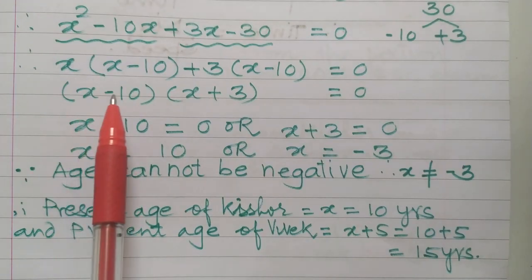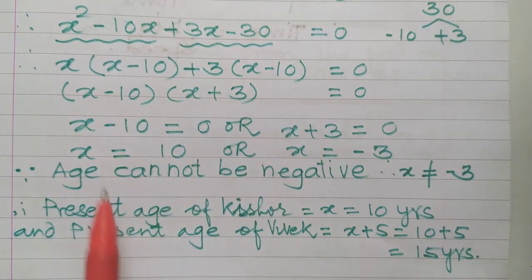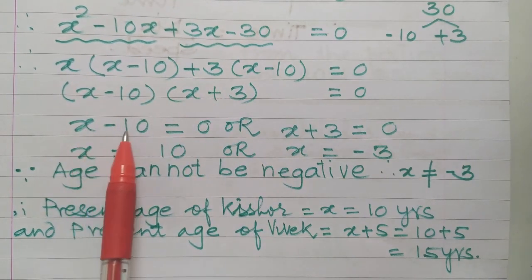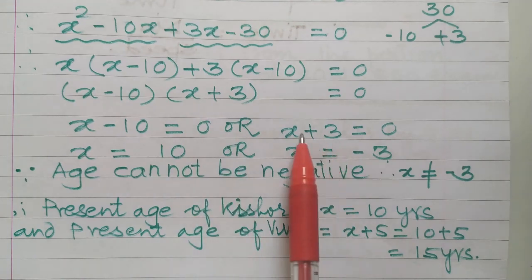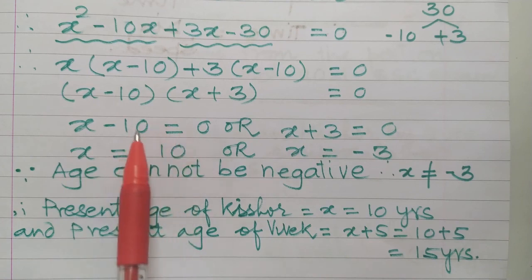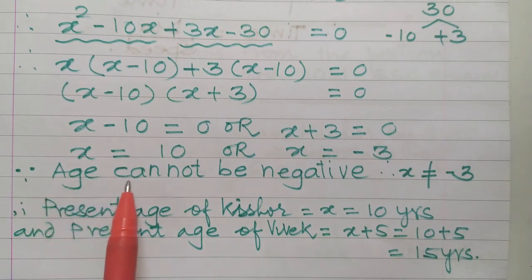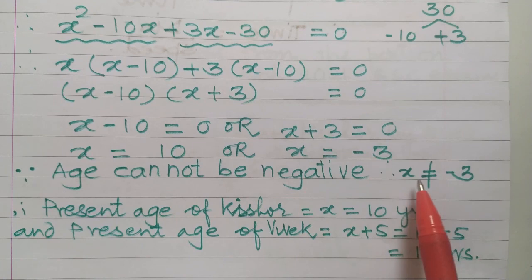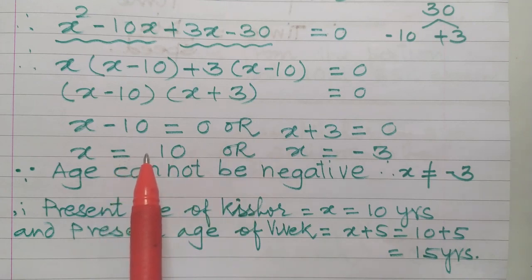The product of these two brackets is equal to 0, which means either the first bracket x minus 10 is equal to 0 or x plus 3 is equal to 0. Therefore, x will be equal to 10 or x will be equal to minus 3. But age cannot be negative. Therefore, the value x equal to minus 3 is not acceptable. So x will be 10, which is acceptable to us.